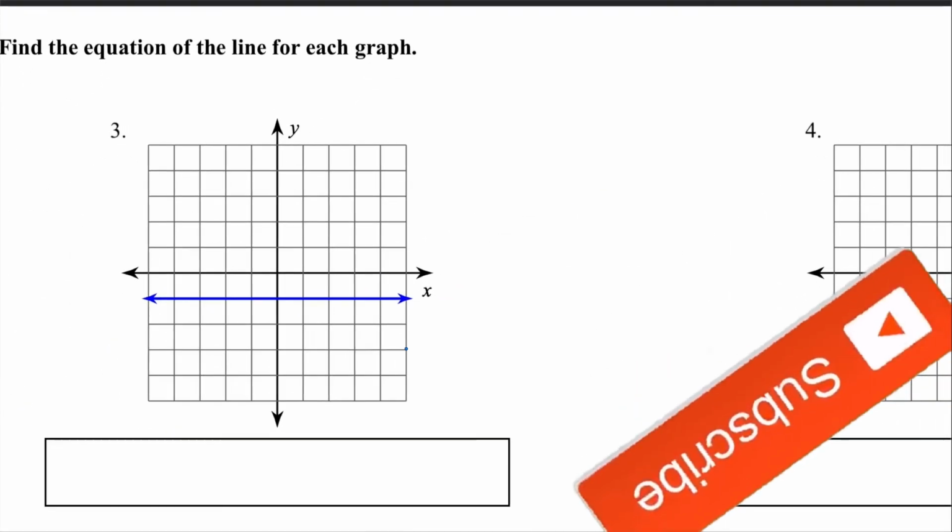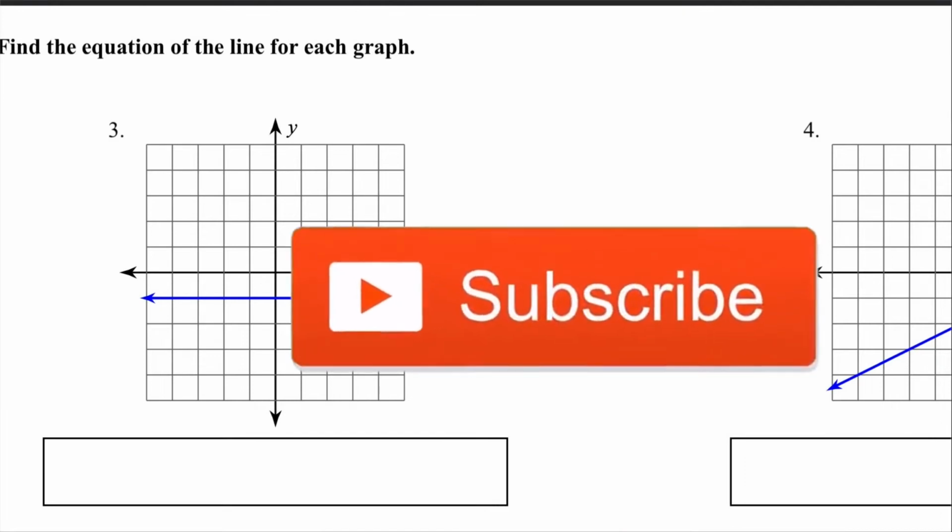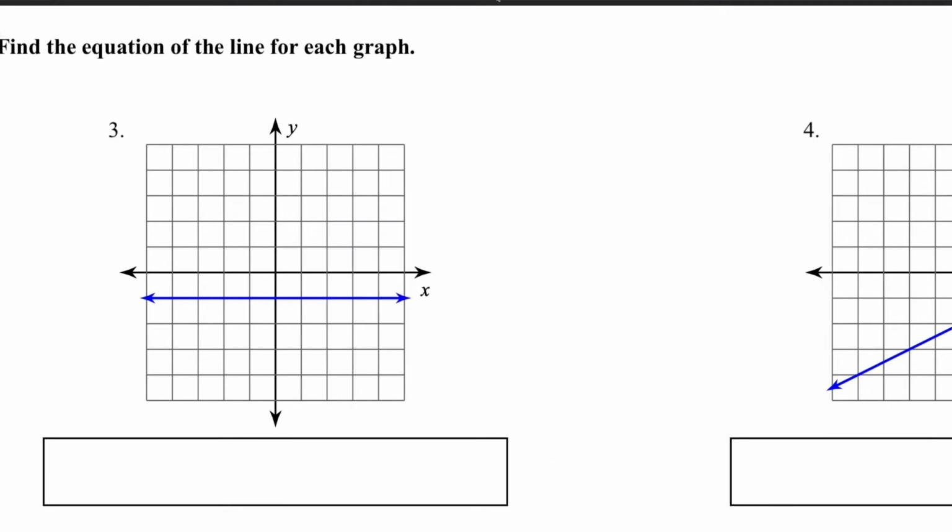So what do you do if you have a straight line? Now notice that the line does not have any slope. That's why it's straight. So our slope is going to be 0. So if we have a horizontal line, the equation is going to be the point that it crosses on the y-axis. So in this case it's negative 1. So the equation is going to be y is equal to negative 1. That's it.